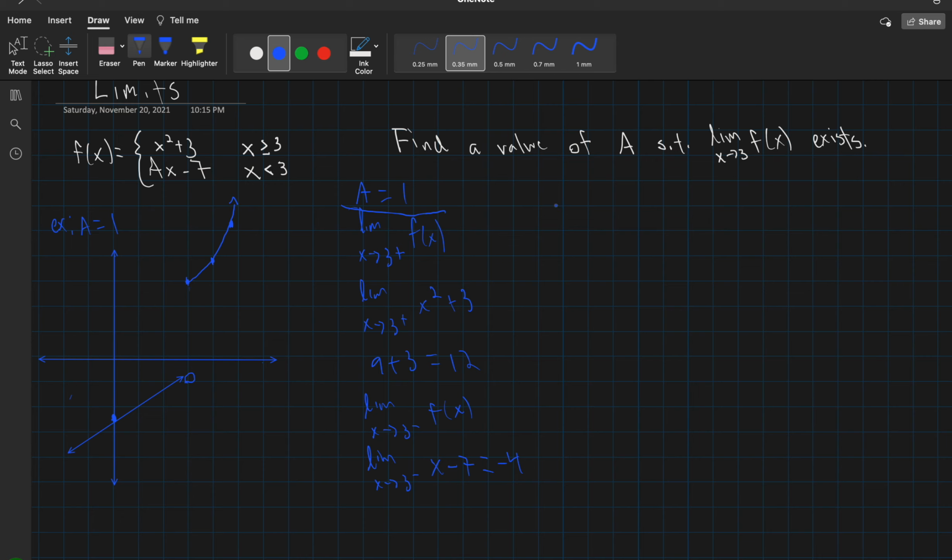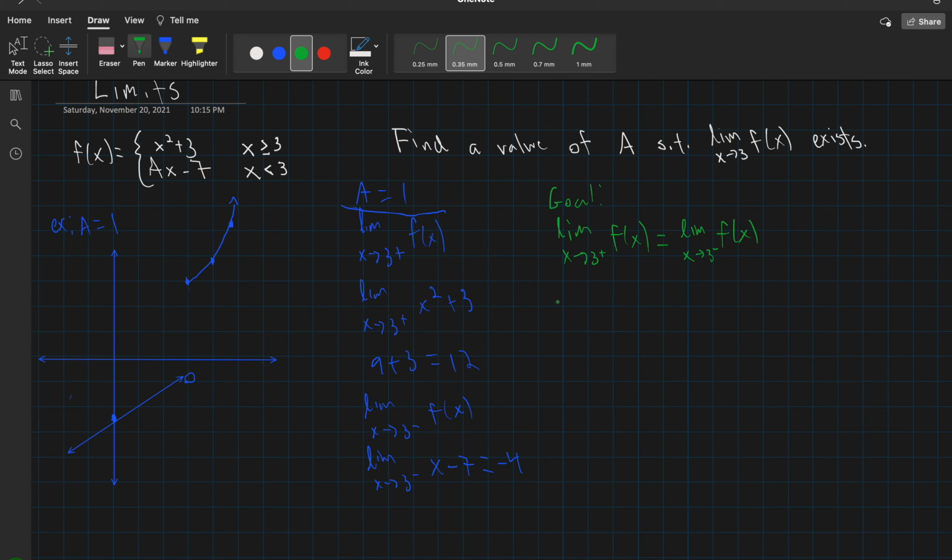So essentially when we're doing this problem, let me do this in a separate color. Okay, green. So our goal is we're trying to find a such that the limit as x approaches 3 from the right of f of x is equal to the limit as x approaches 3 from the left of f of x.